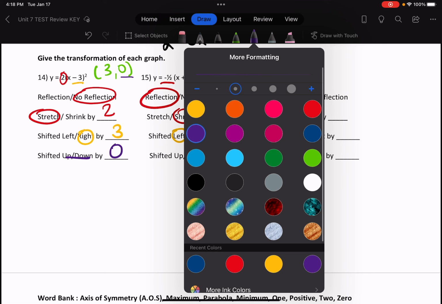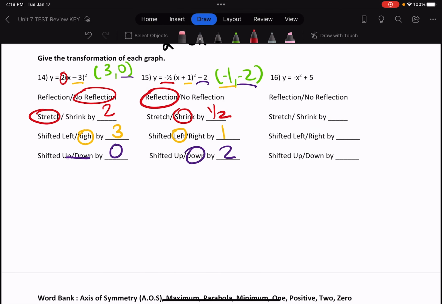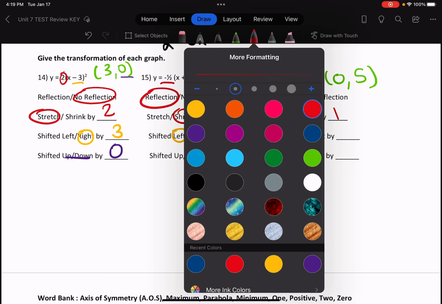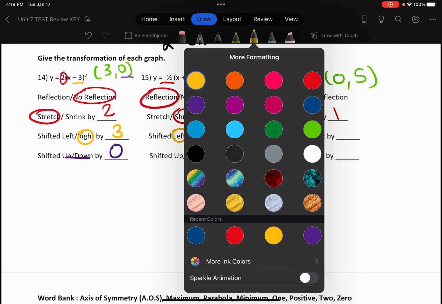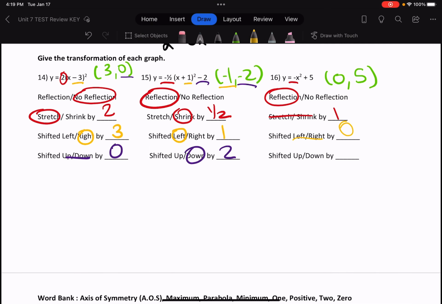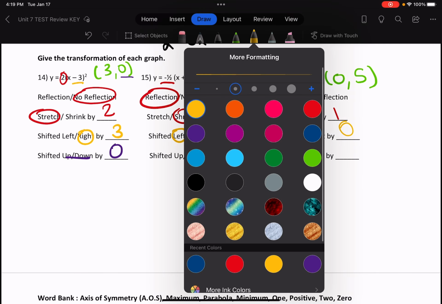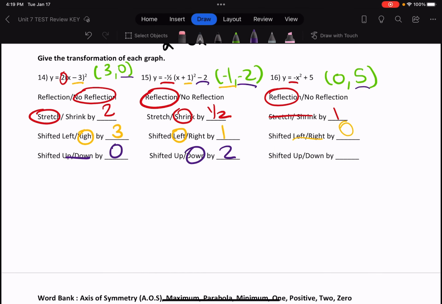Number 16, we've got y equals -x squared plus 5 with an a value of -1. So there is a reflection, but we're not going to have a stretch or shrink because anything multiplied by 1 is itself. If I identify the vertex, I don't have a horizontal shift, so my horizontal shift is 0, and my vertical shift is 5. So when it asks me if I shift left or right, I'm going to say neither, because it's shifting by 0. And then my vertical shift is going to be up 5.